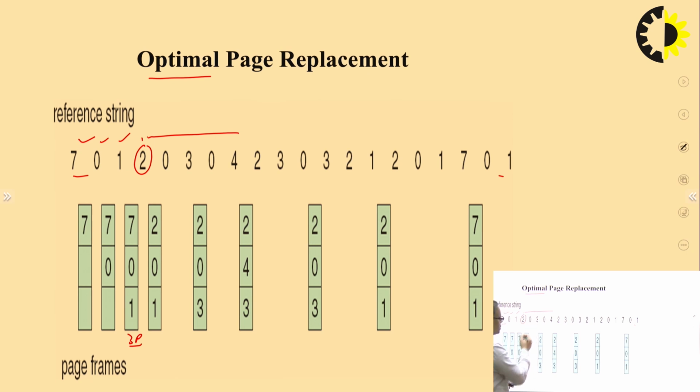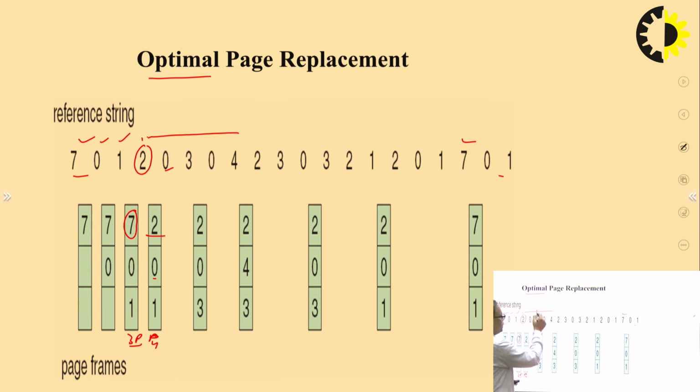So 0 is just referred after 2. Again 1 is referred here, 7 is referred in the last. So 7 will be selected for the replacement. So page number 2 will be placed in place of 7. 7 will be swapped out, and this again is a hit. Again 3, here page fault will occur, page fault value will be 4.